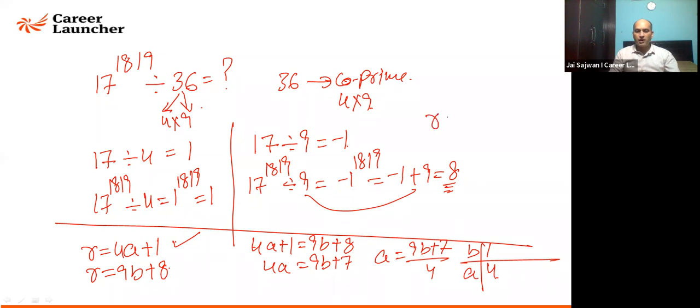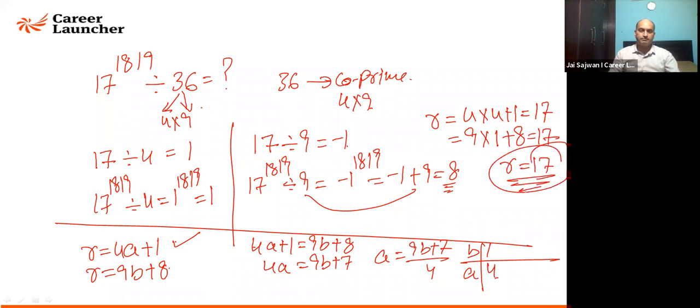So what do I understand from here? Remainder is 4 into 4 is 16 plus 1 is 17. Or I can say it is 9 into 1 is 9 plus 8 is 17. The remainder comes out to be 17 here. Is that fine? Is that clear? So the remainder comes out to be 17 here. I believe it is clear to all of you.